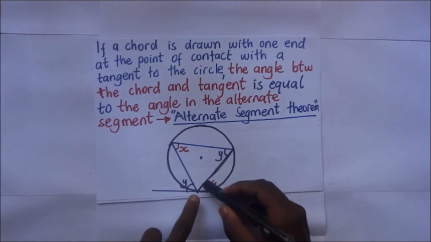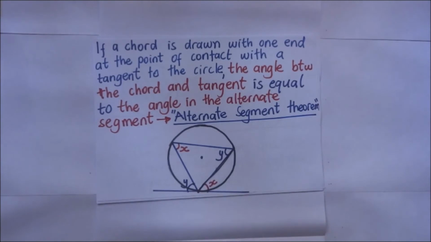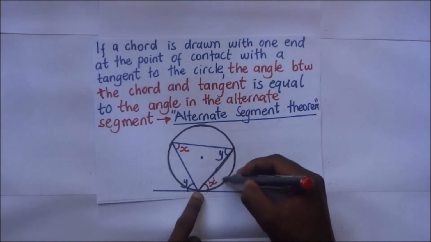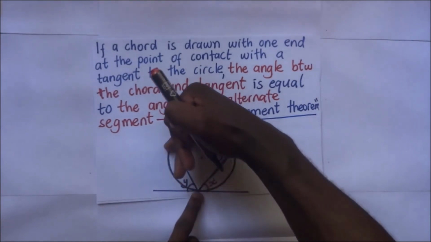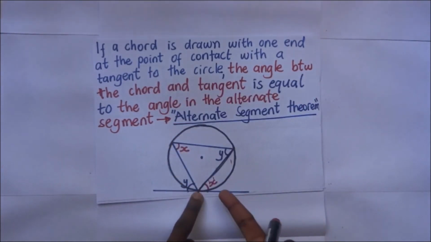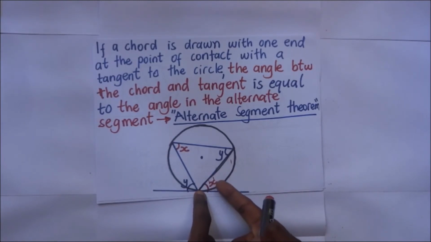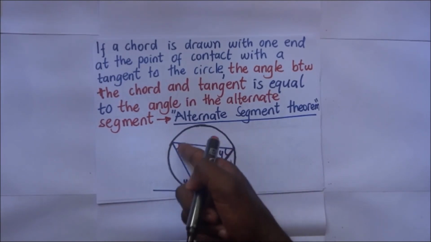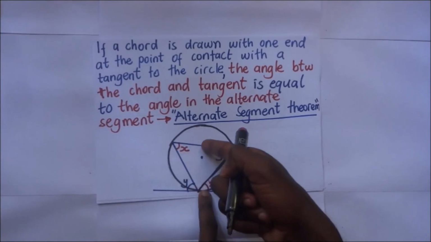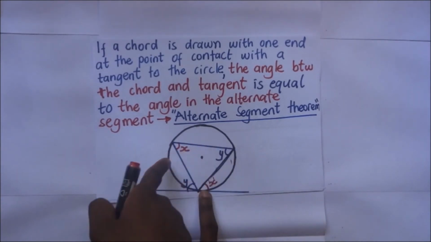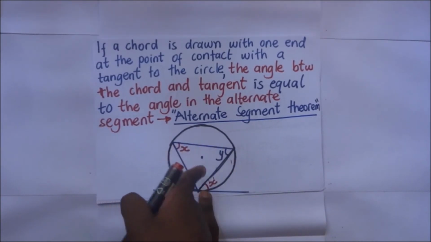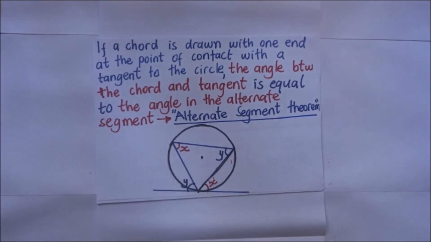So this is the chord we are talking about. When you look at this chord, it divides this circle into this segment and the other segment. So if this is the segment within which the angle x is, the alternate segment is this other one. And the angle in this other alternate segment is equal to that angle. This is called the alternate segment theorem.